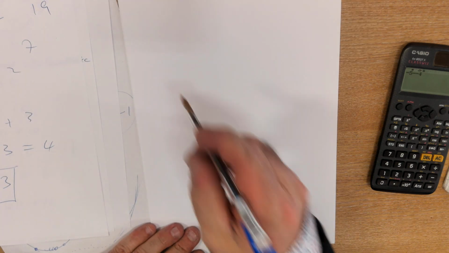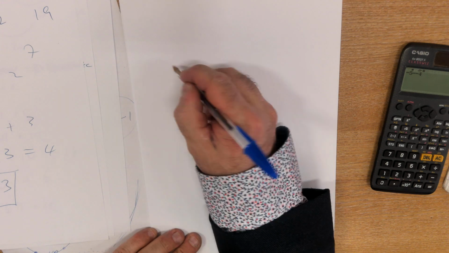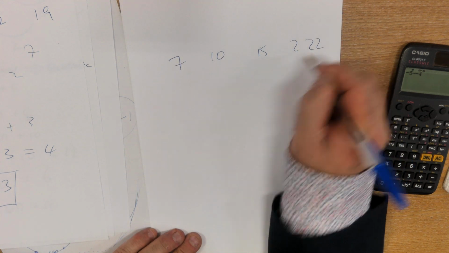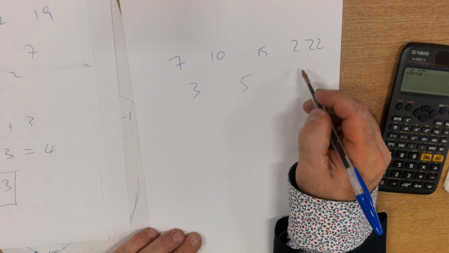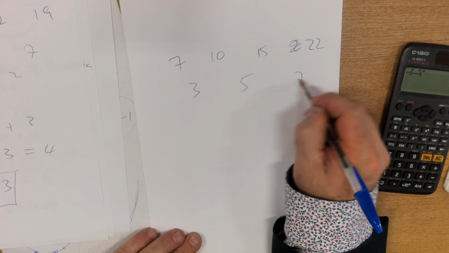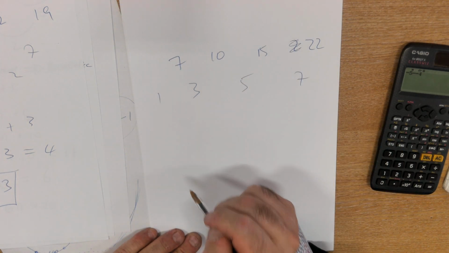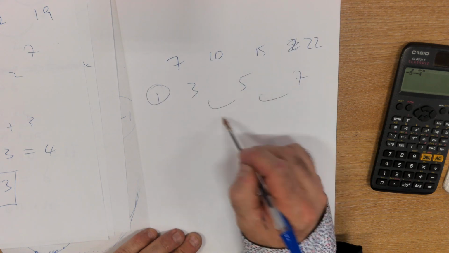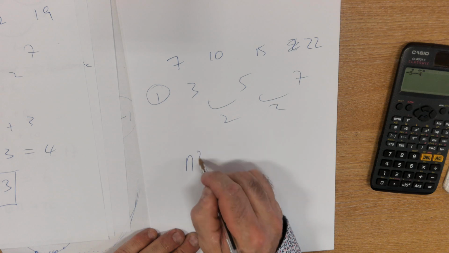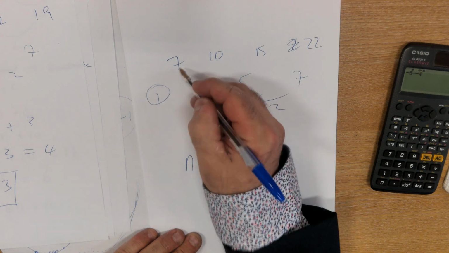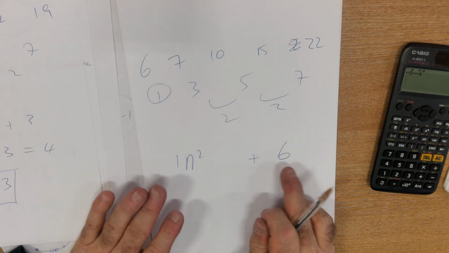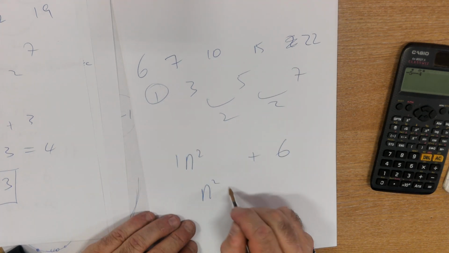Question 7 has 7, 10, 15, 22, 3, 5, 7, 1. That'll be in a circle. 2 and 2, n squared plus 7 take 1 is 6, 6, 1 and 6 is 7, 7 away from 7, that's the answer, n squared plus 6.